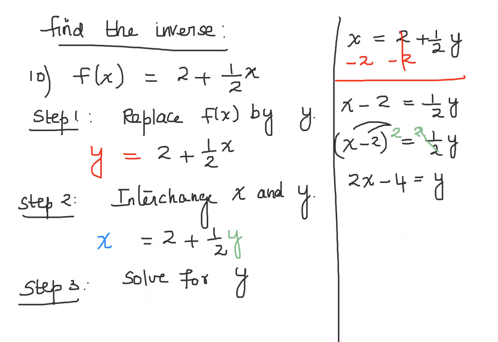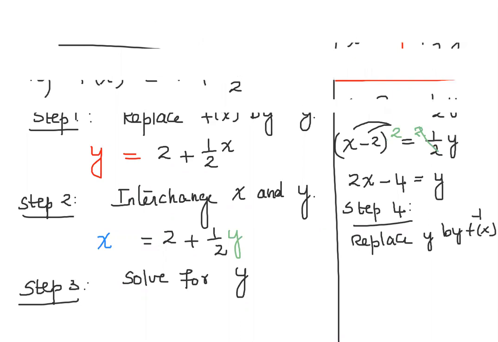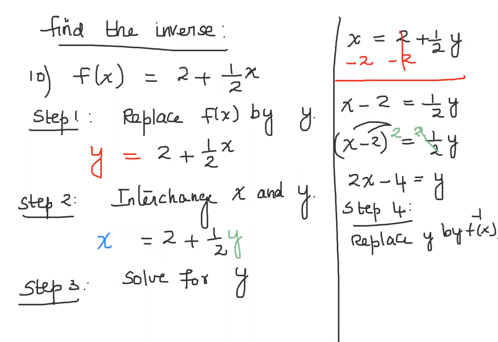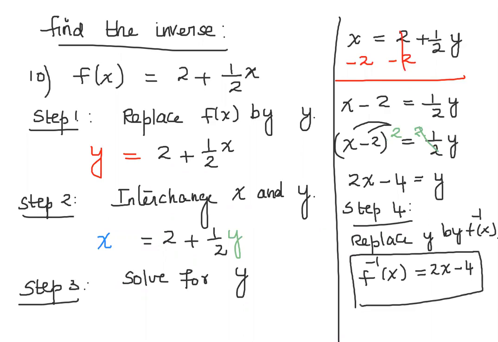So now step number 4, replace y by f inverse of x. So we have got the f inverse. The f inverse of x is 2x minus 4, which is our final answer. This is the inverse of the original function f.